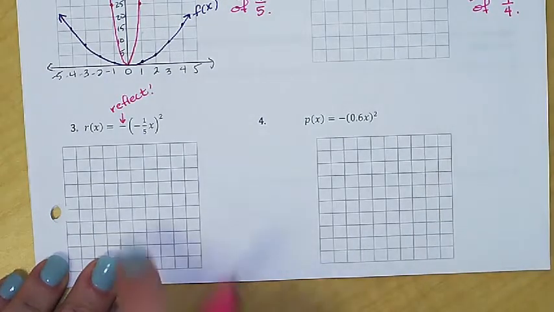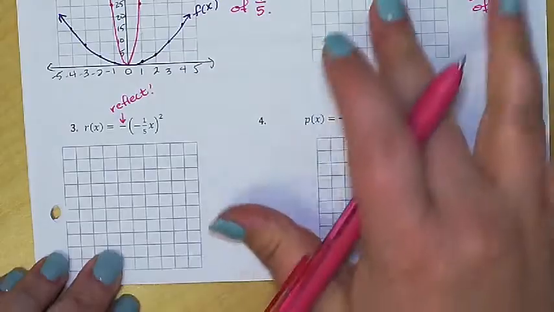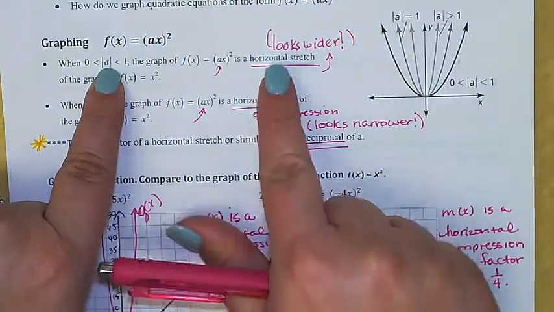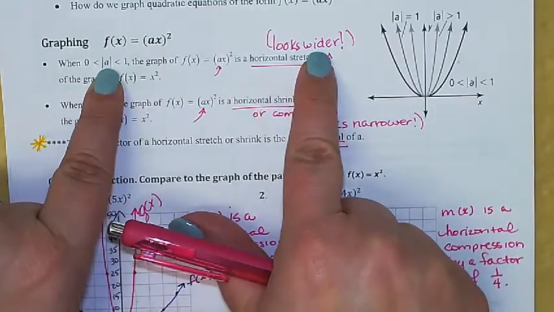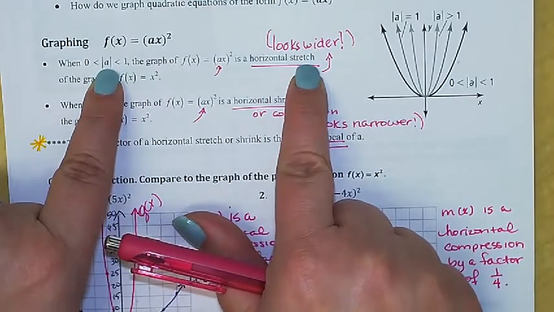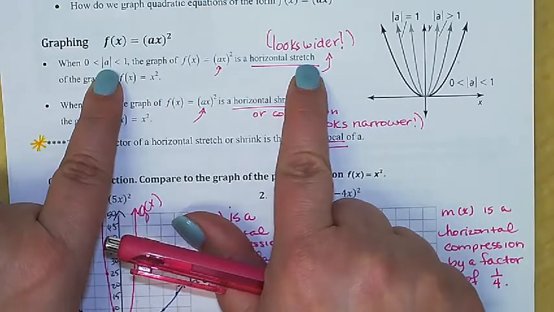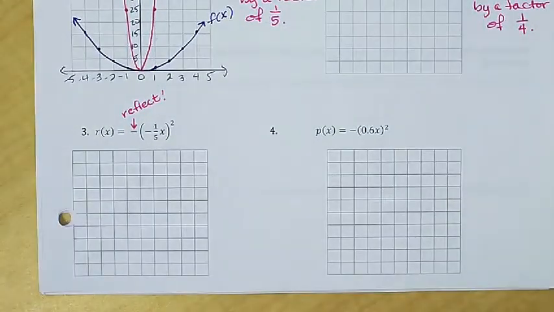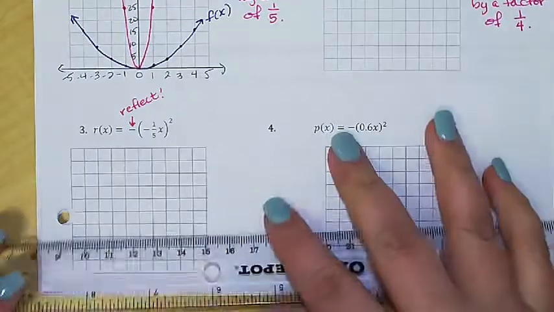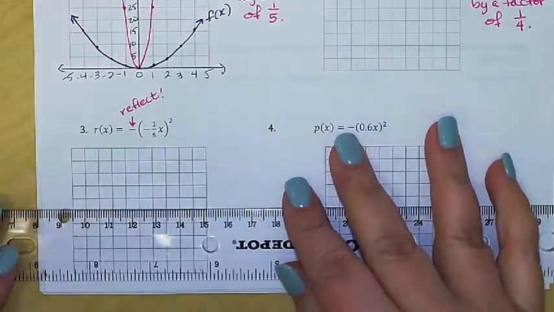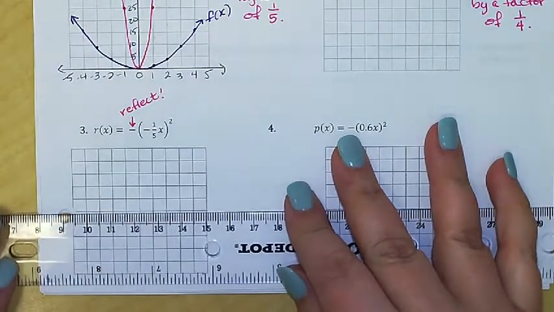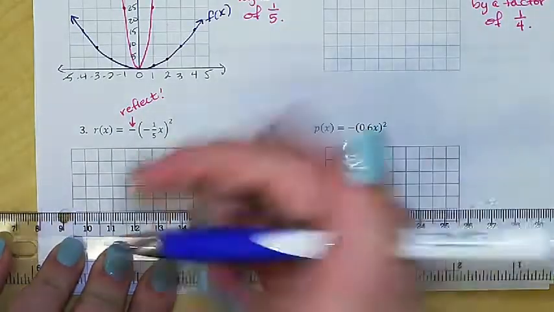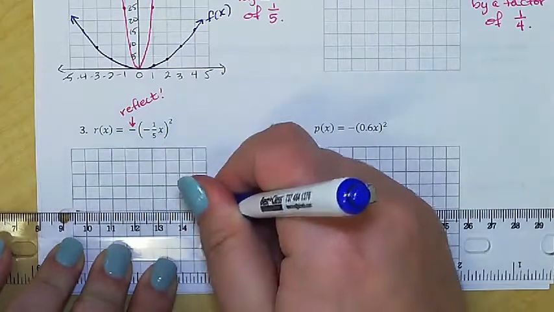Then let's talk about what that 1/5 is going to do. That 1/5 is between 0 and 1. It's a smaller number. So we are expecting a wider looking graph, and we're going to describe it as a horizontal stretch. That's what we're expecting to have happen, but let's go ahead and graph it. Since it does reflect, I'm going to have values both on top and bottom. So I am going to go ahead and put my x-axis a little bit more centered.